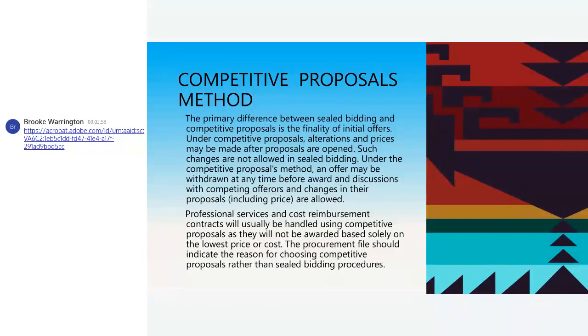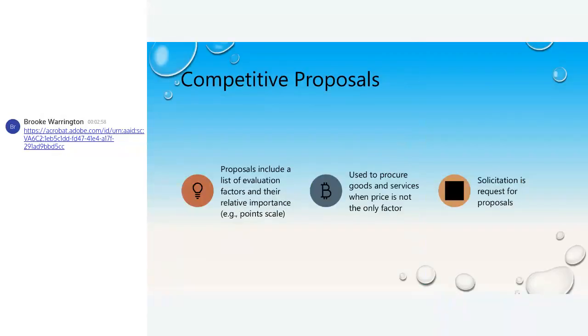Under your competitive proposal method, an offer may be withdrawn at any time before award, and discussions with your competing offerors, and changes in their proposals, including price, are actually allowed. Professional services and cost reimbursement contracts will usually be handled using competitive proposals, as they will not be awarded based solely on the lowest price or cost. Your procurement file should indicate the reason for choosing competitive proposals rather than using a sealed bid procedure.